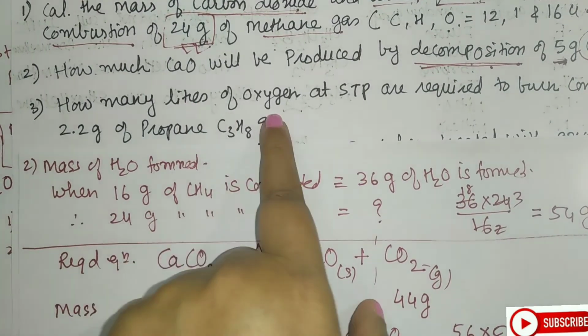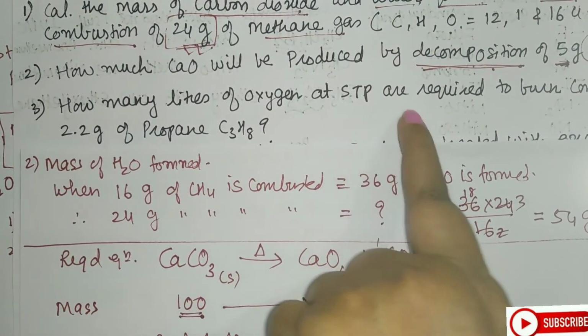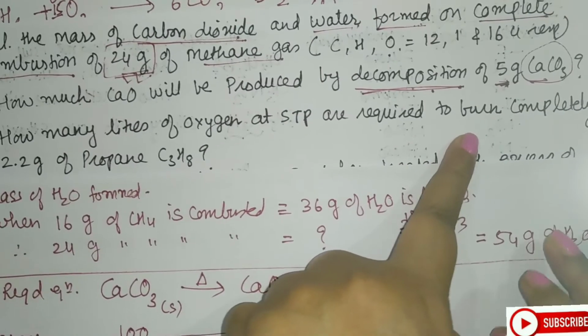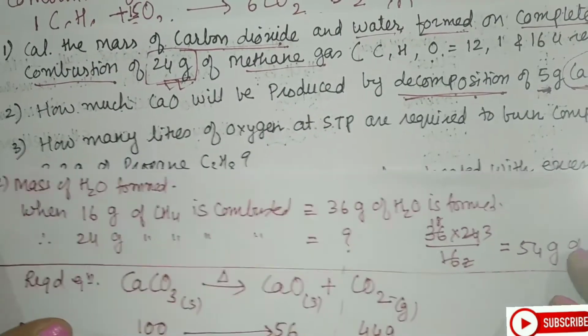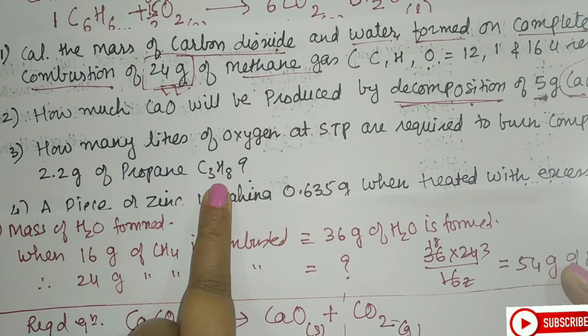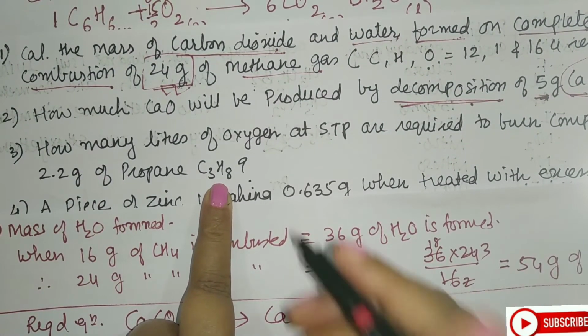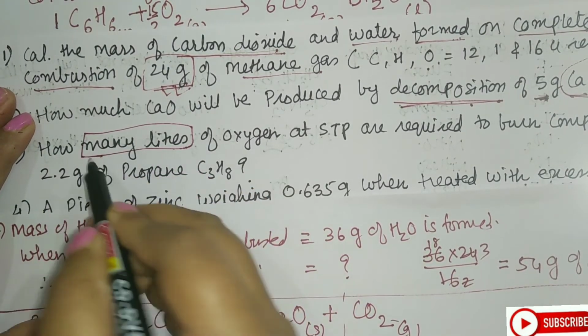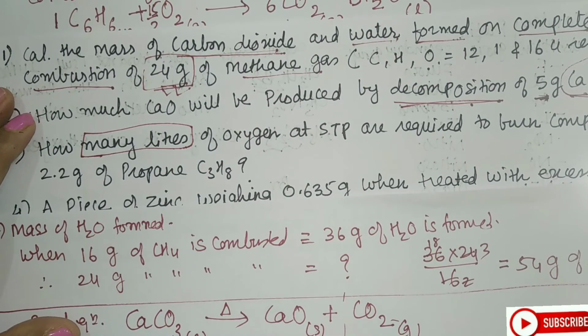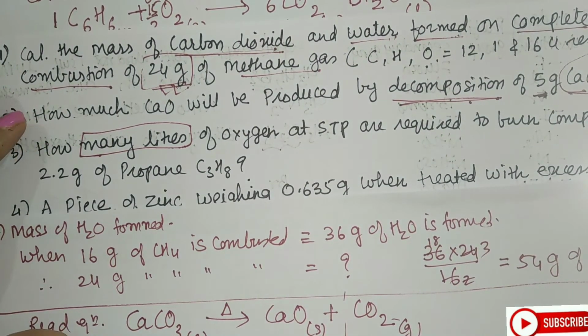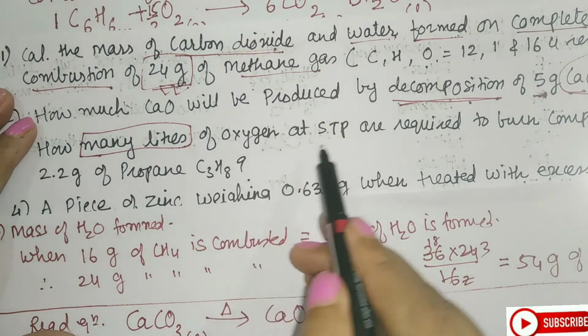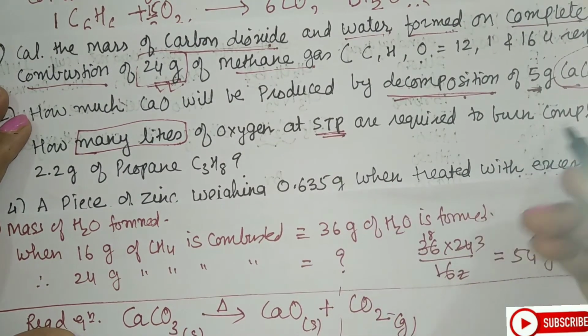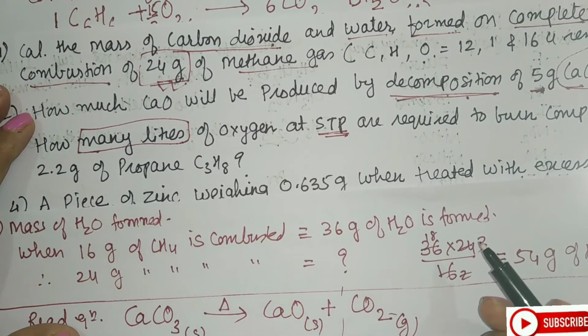How many liters of oxygen at STP are required to burn completely 2.2 gram of propane, that is C3H8? Here they are asking you something in liter. So, I can go for the STP volume and that is 22.4 liter. Here they are giving the STP conditions. Burn completely means it is again combustion.